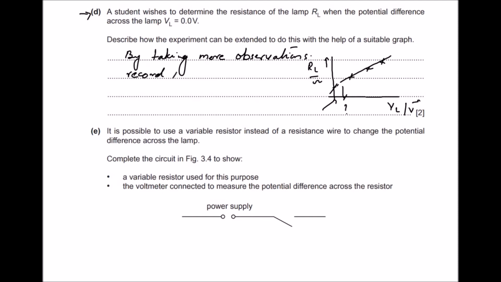So you can write: record RL from intercept on axis when V is 0.